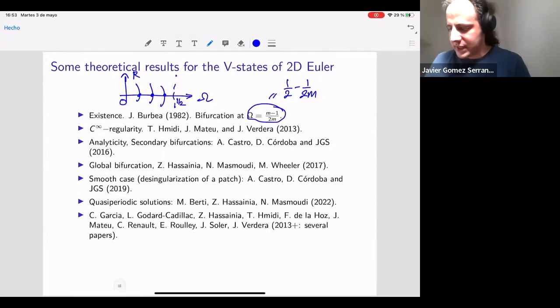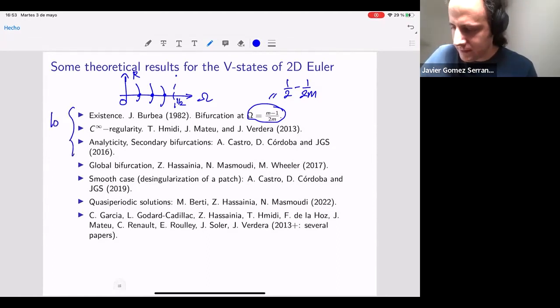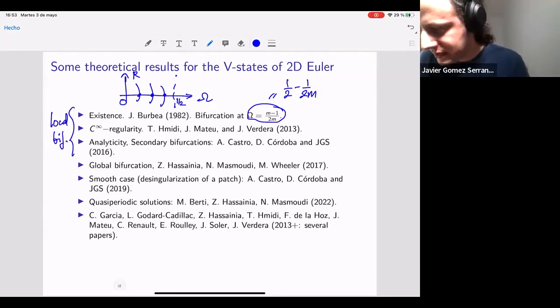And there's another paper by Hassainia, Masmoudi, and Wheeler where they do global bifurcation results, and these are all just local, and they can extend these branches. There is a recent paper by Berti, Hassainia, and Masmoudi where they construct quasi-periodic tori close to the ellipses for certain aspect ratios, and many more results by other people, some of whom are in the audience, like Claudia García, Ludovic Godard, Zineb Hassainia, Taoufik Hmidi, Francisco de la Hoz, Joan Mateu, Coralie Renault, Émeric Roulley, Juan Soler, and Joan Verdera. And I hope I'm not missing anyone, but if I am, please forgive me.